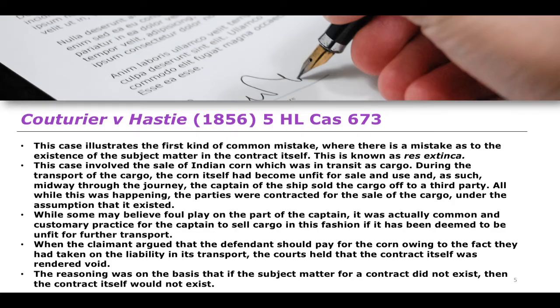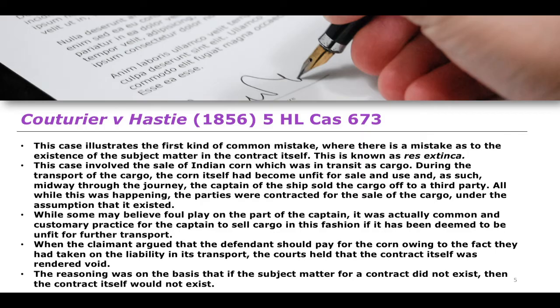If I contracted with my friend to purchase an alien spaceship, okay, I couldn't then sue that individual if I don't get my alien spaceship. I've made a contract on the basis of a subject matter that did not exist. There does not exist an alien spaceship, at least if you don't believe the conspiracy theorists. And so as a result of that, there's no subject matter. This is known as a res extincta.